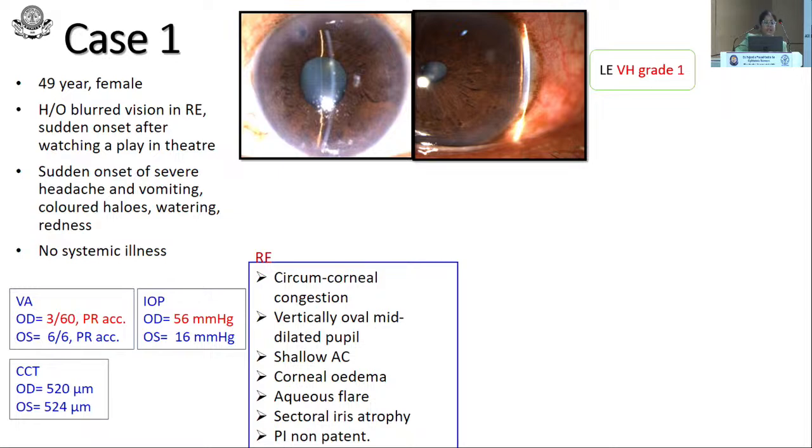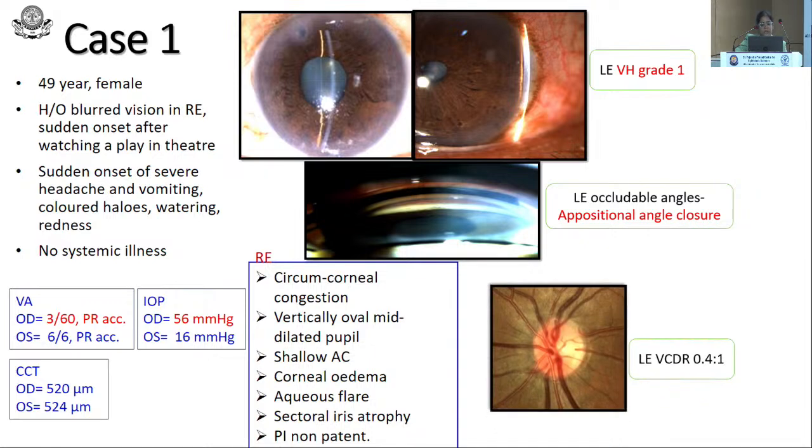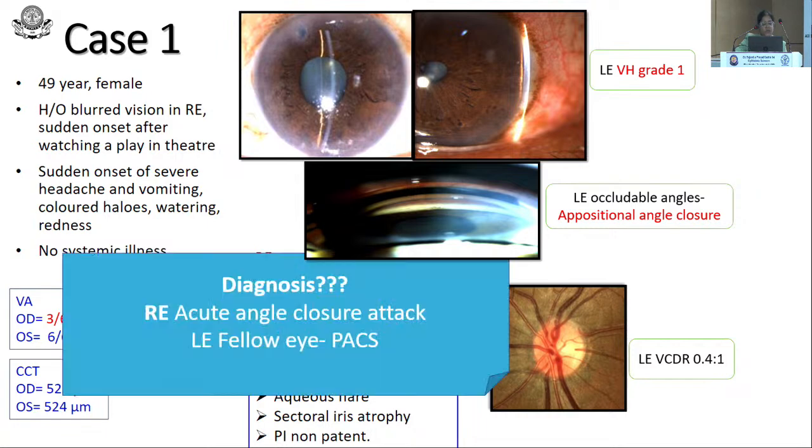On examination, as we can see, the PI is not patent in the right eye. There is corneal edema, circumcorneal congestion, vertically mid-dilated pupil, shallow AC, aqueous flare. In the left eye, the anterior segment seems to be normal, but it is shallow, Herrick grade 1. Gonioscopy reveals occludable angles in the left eye. The posterior segment seems to be normal with vertical CDR of 0.41. So the diagnosis in the right eye is acute angle closure attack, and the left eye is the fellow eye.